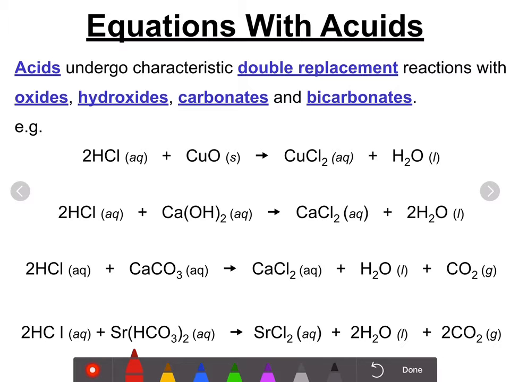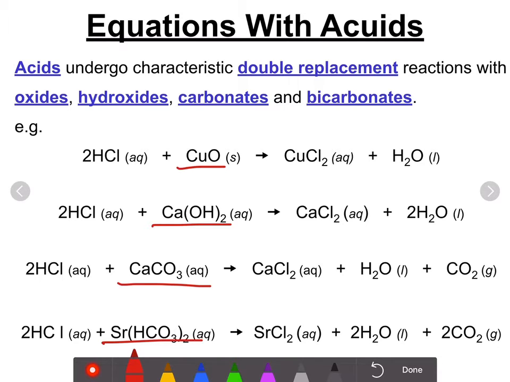So this occurs with acids when they react with oxides, hydroxides, carbonates, and bicarbonates. Oxides, hydroxides, carbonates, CO3, and bicarbonates, HCO3.